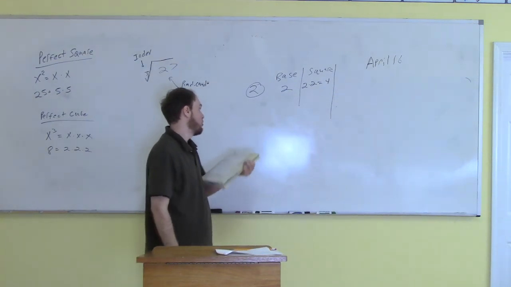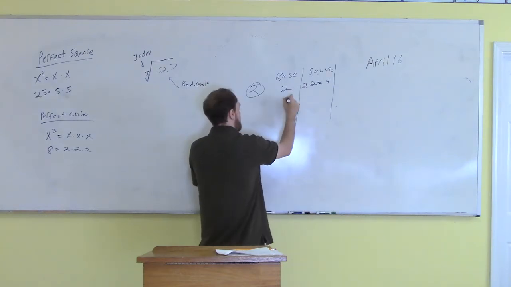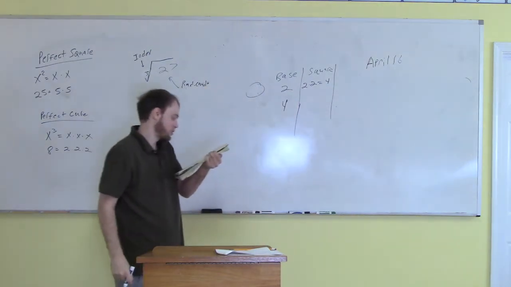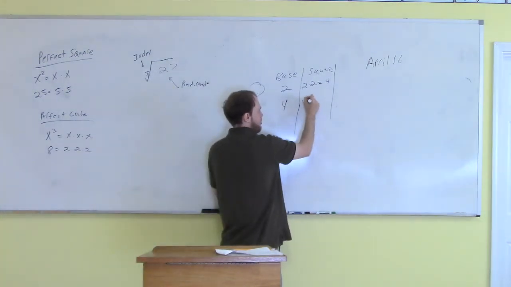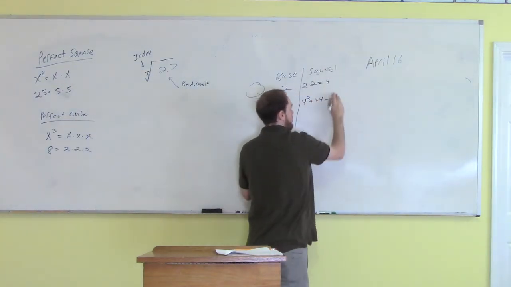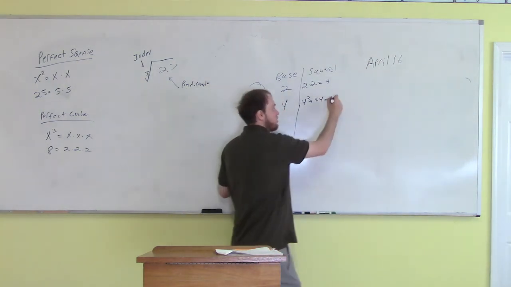So I'll do number 4. Number 4 says a base of 4. So you're going to do 4 squared, which is really just 4 times 4, which equals 16.